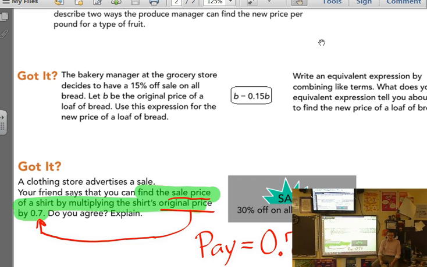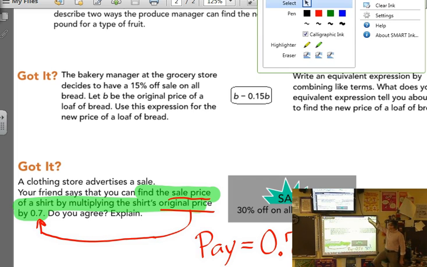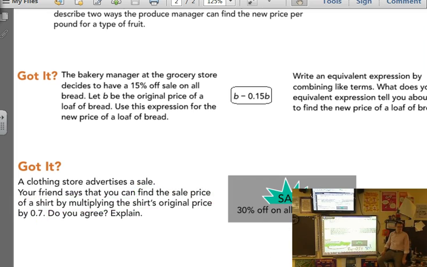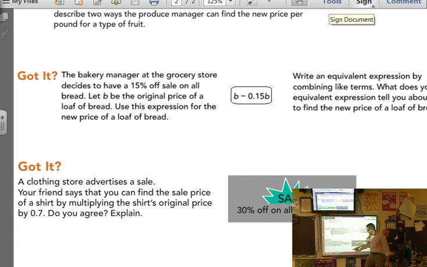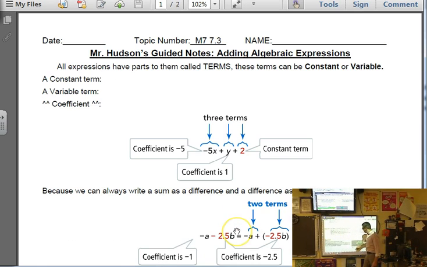Yes. Yeah, because we end up needing to pay 70% of the original price. So this is true. Your friend is correct. Any questions? All right, let's look at 7.3. We should be able to quickly work through a decent chunk of this.